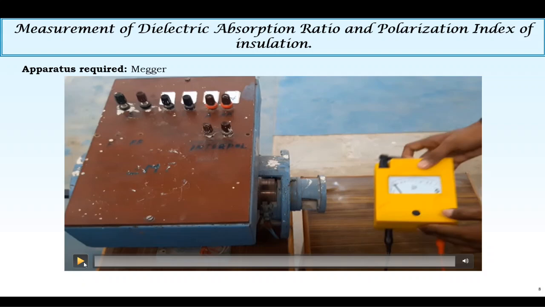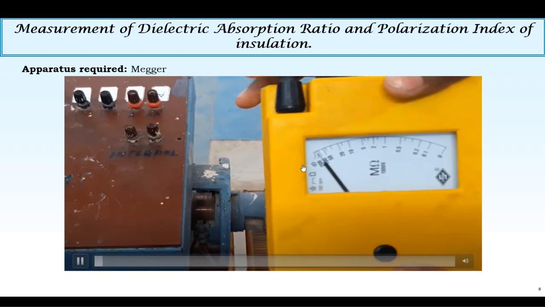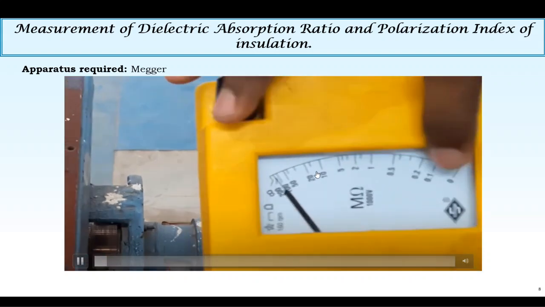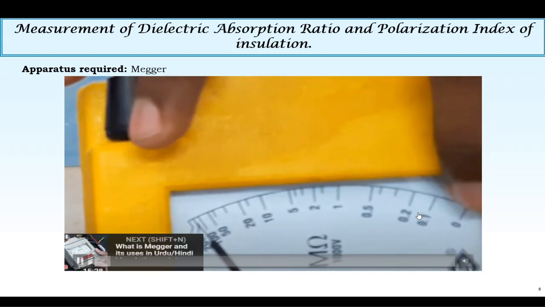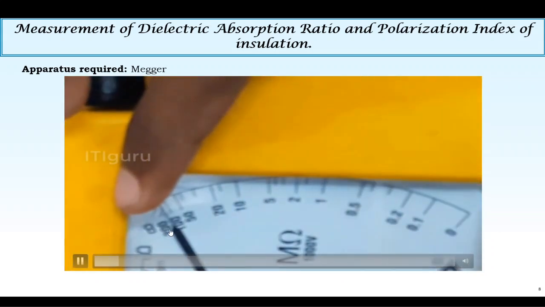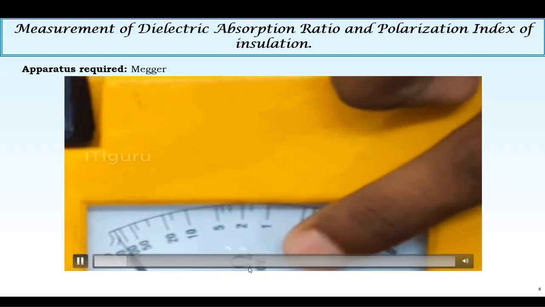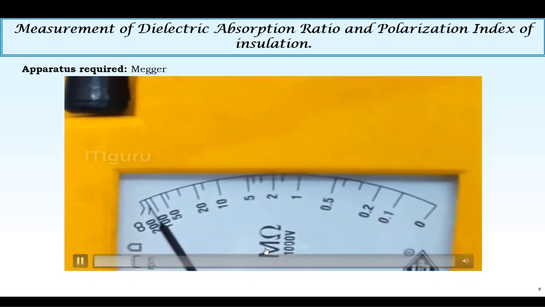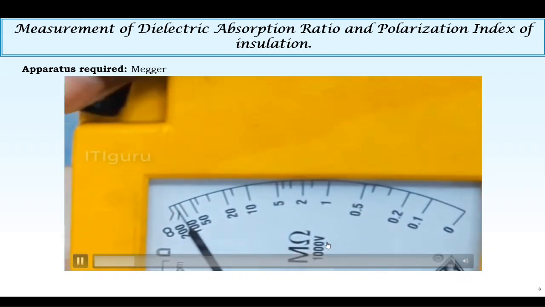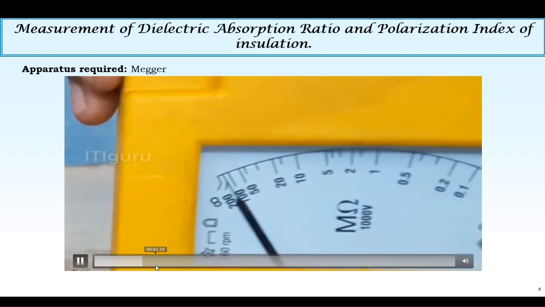First we will see how to connect Megger for measurement of insulation resistance. Now you can see the Megger has a scale from 0 to infinity. First you have to check whether that Megger gives proper reading, whether it is working or not. Here it is the infinity scale and here it is the 0 scale. The unit for insulation resistance is mega ohm. This is a 1000 volt Megger.